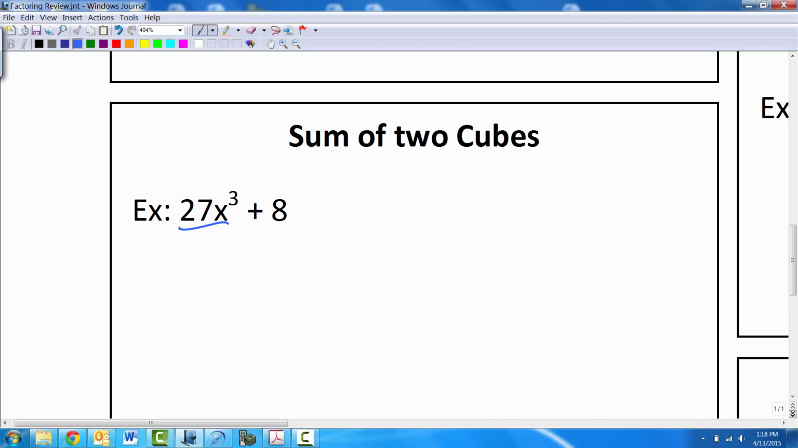What is the perfect cube of 27? 3, but it's 3x, right? What's the perfect cube of 27x cubed? It's 3x, 3x, 3x. What's the perfect cube of 8? 2. Now, we had that acronym for this. I'm going to write this way. SOAP.